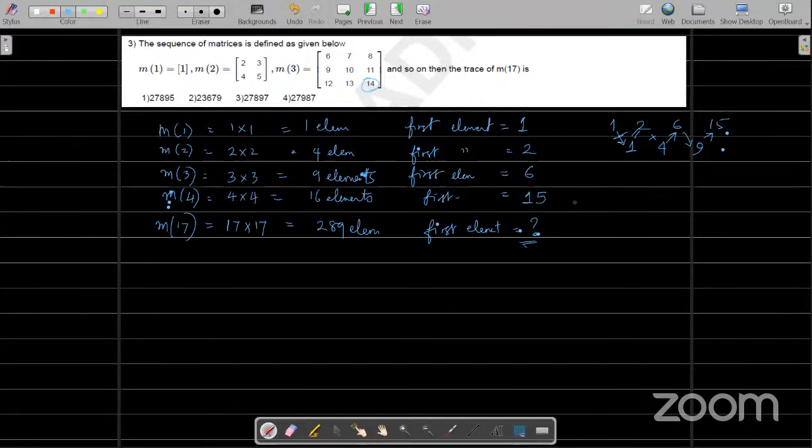Can we say, up to here, how many elements are done? So it is basically 1 plus 4 plus 9 is completed, right? So up to here, for the 15, what is the last element? To get the first element, I can directly try to get this, or find the last element of the previous matrix. Correct?